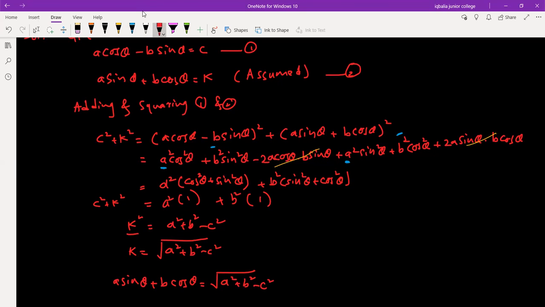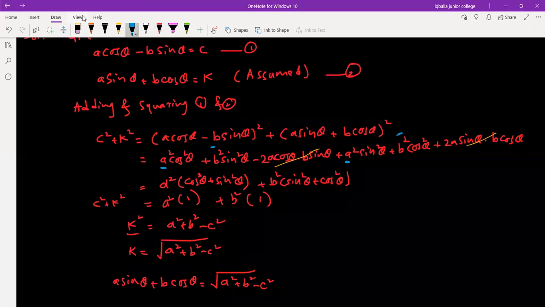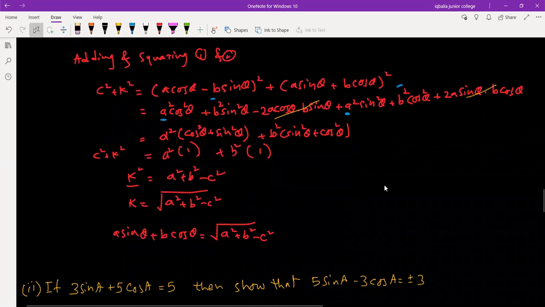Okay, if I am taking square root, then I will have K is equal to under root of A square plus B square minus C square. And what I assumed here is K is nothing but A sine theta plus B cos theta. So here I wrote A sine theta plus B cos theta is equal to under root of A square plus B square minus C square. So here we have shown that this left hand side is equal to right hand side.